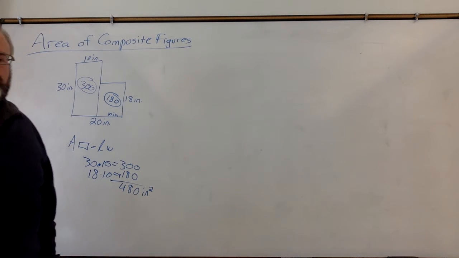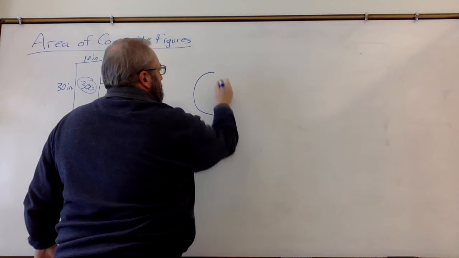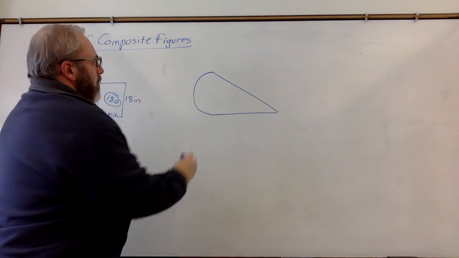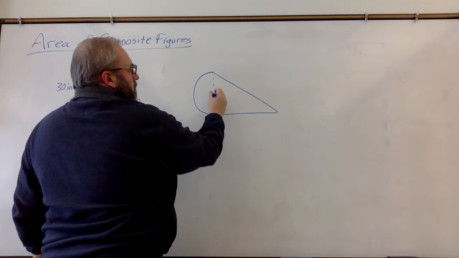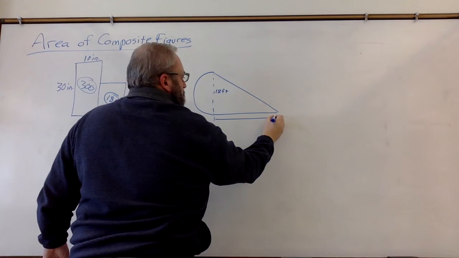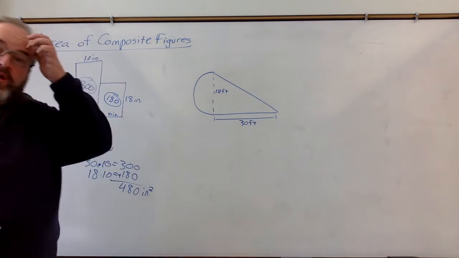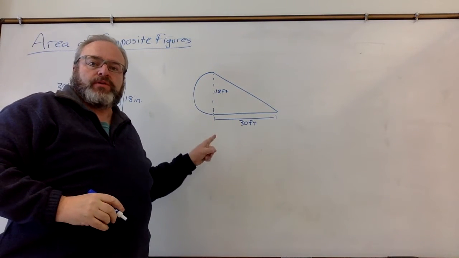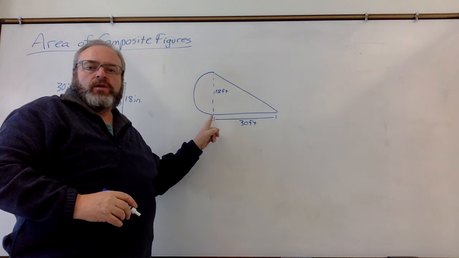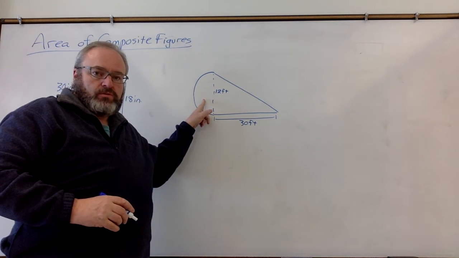All right, let's look at one that's a little more difficult. How about this? Let's say that this is 12 feet, and from here to here is 30 feet. Okay, so what two shapes make up this figure? Well, we've got a natural dividing line right here, which divides it into a triangle and a half circle.